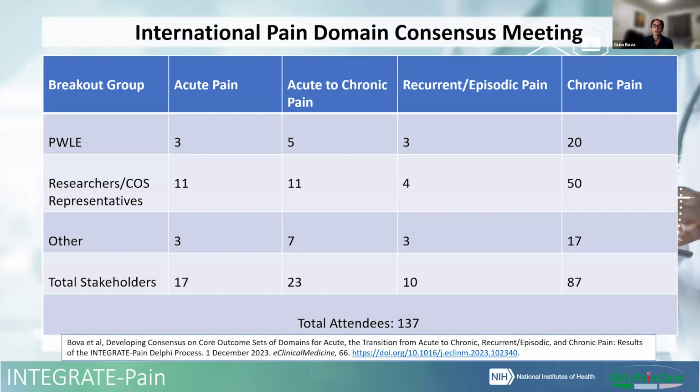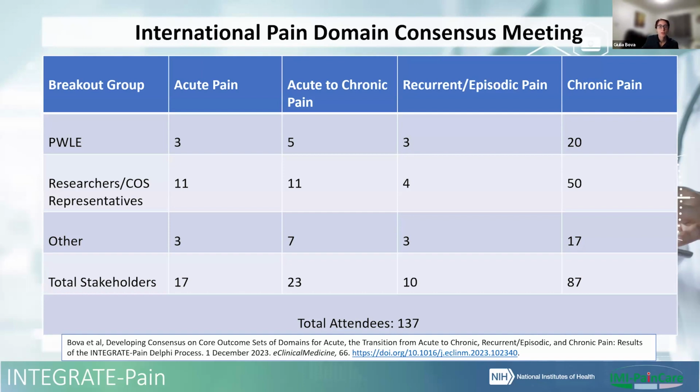When we had this meeting, we also split people into different groups based on their expertise, whether it was a researcher developing a core outcome set or a patient or a person with lived experience with one of these areas. That's how we split them up to have a discussion on the study goals. Overall, we had about 150 attendees at the meeting.